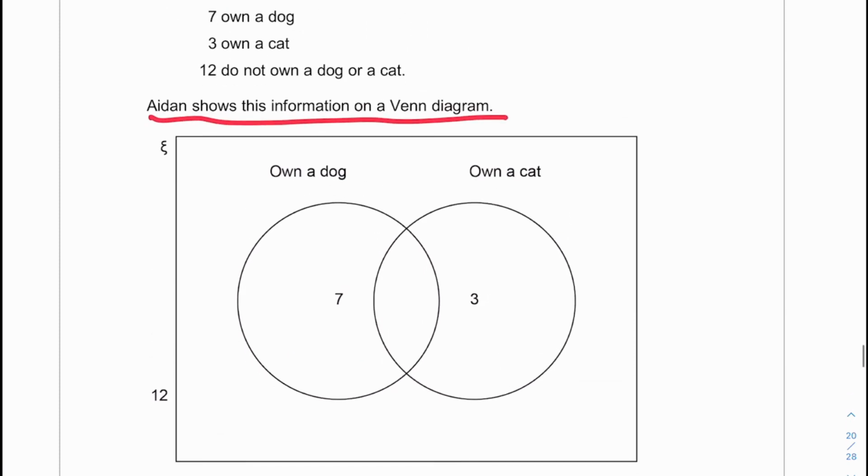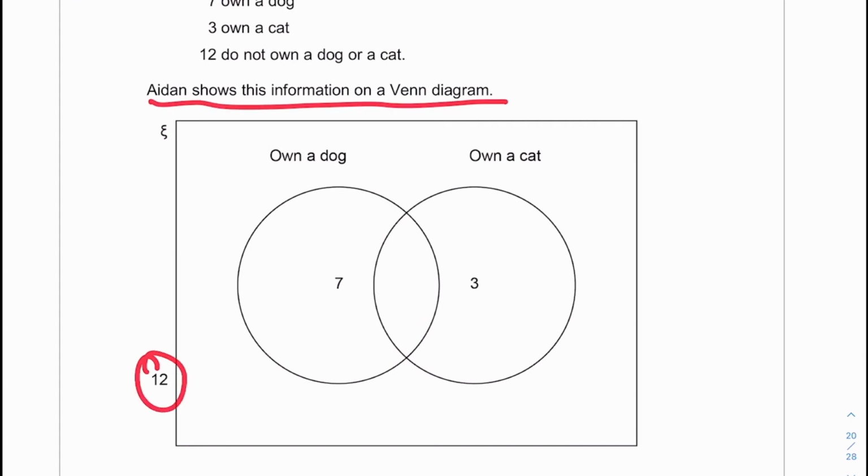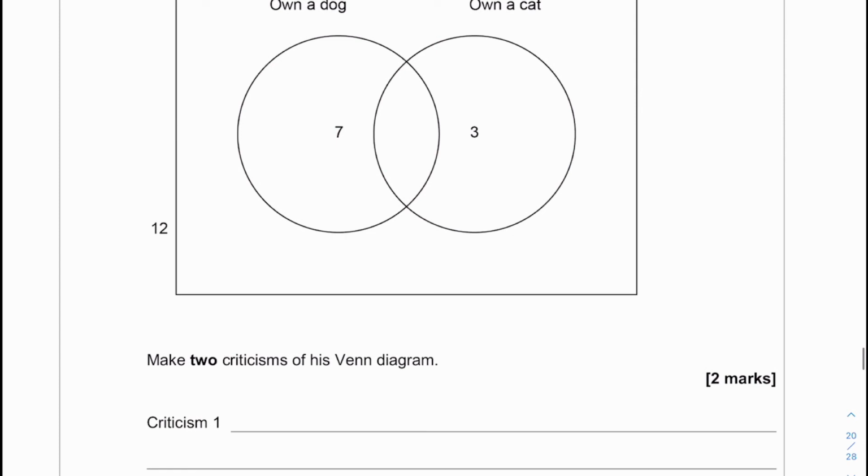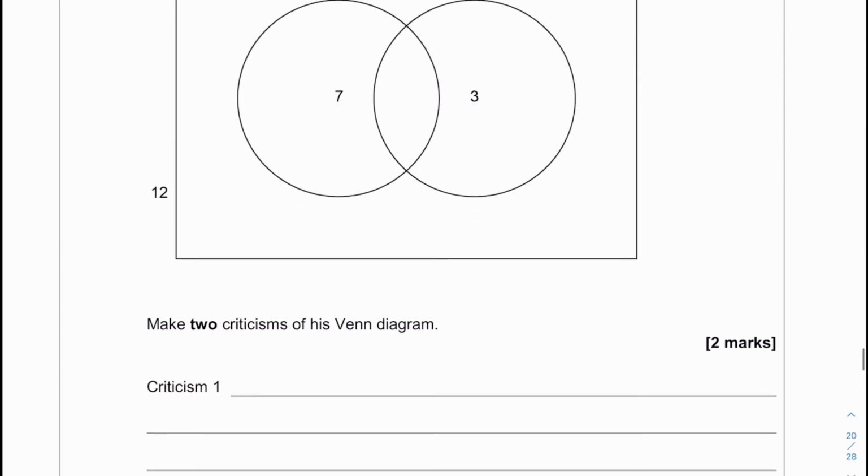So from observation straight away, this number 12 should be inside of the box. So we can say that the number 12 should be inside the rectangle. So 12 should be, I'll just underline as well, should be inside the rectangle.